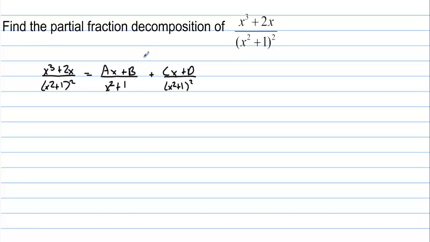Well, this denominator needs one more x squared plus 1, and this one has the common denominator. Now x to the third plus 2x is equal to, let's FOIL this, we have Ax to the third plus Ax, that's outside, inside is plus Bx squared, and last is plus B. And then we have plus Cx plus D.